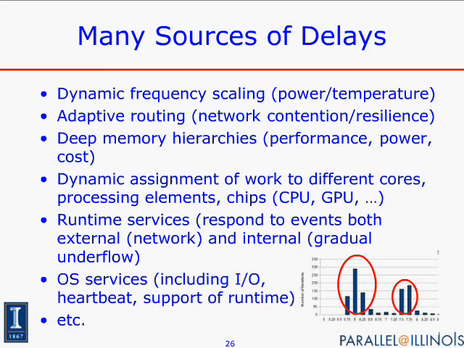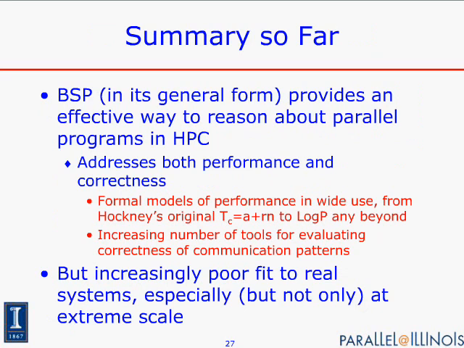Okay. So our summary so far, I'll say BSP for both the bulk synchronous parallelism and bulk synchronous programming. It does provide an effective way to reason about parallel programs. It addresses, particularly in invariance formulation, the performance and correctness. There's a formal model of performance in there. But unfortunately, it's an increasingly poor fit to real systems, particularly at extreme scale. So what do we need to do? How do we need to think about this?